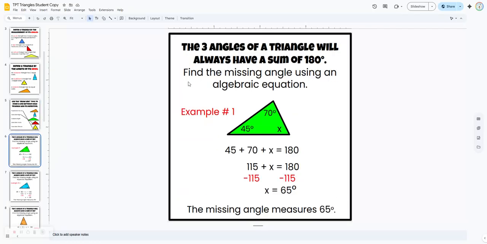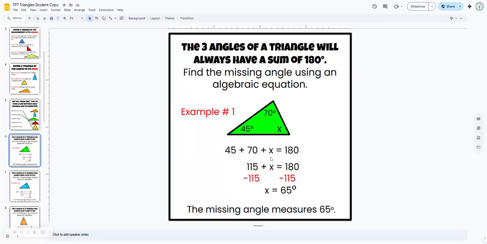Now they're shown what to do when they have a missing angle in a triangle. They're going to use algebra in order to solve for the missing angle. So one of the things they need to learn is that all three angles of any triangle are going to add up to 180 degrees. So here, if we have a 70 and a 45 and we have a missing angle, we can just set up an algebraic equation. So these three angles have to add up to 180 degrees.